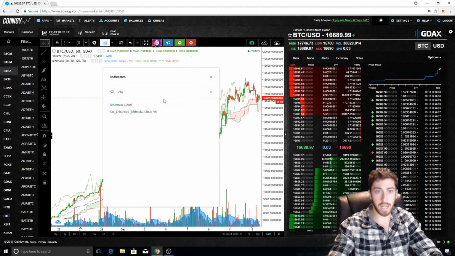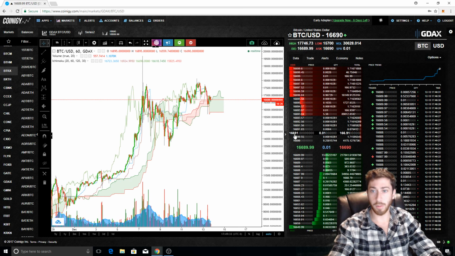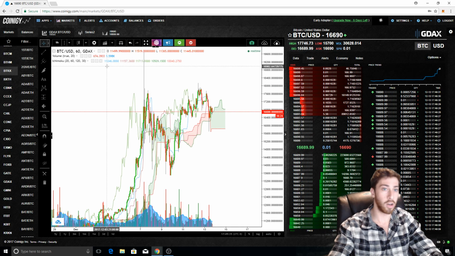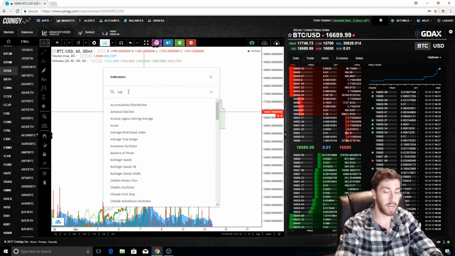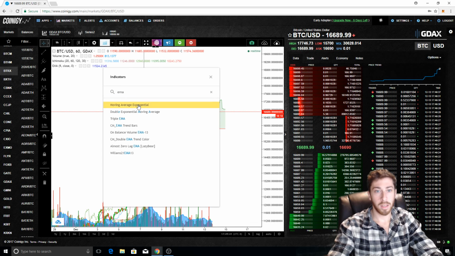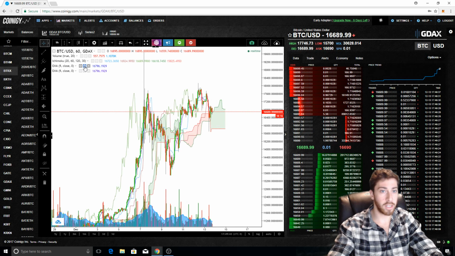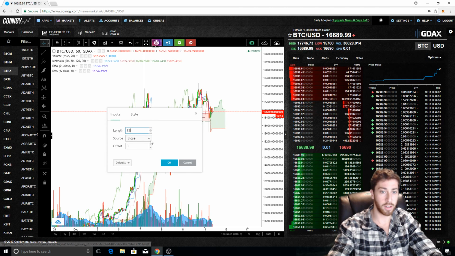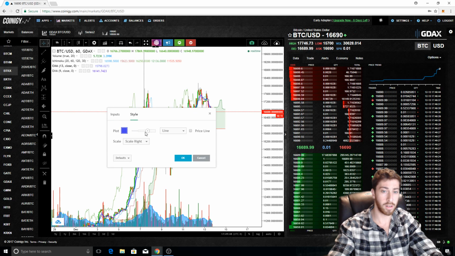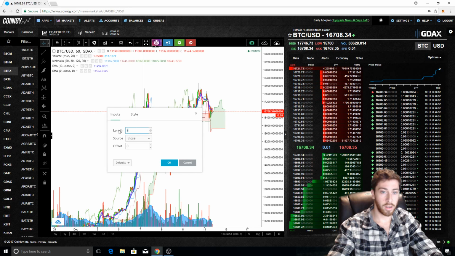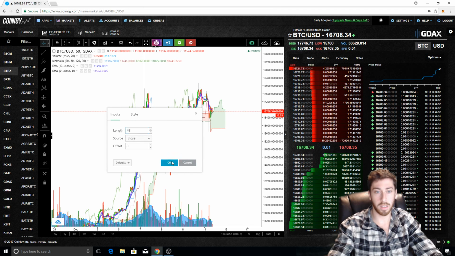The main indicator I use, like I said, is Ichimoku Clouds. This is basically the only indicator I use now. Sometimes I use some moving averages, EMA. My buddy Crypto says showed me this, 13 and 48. Let's do 13 and 48.